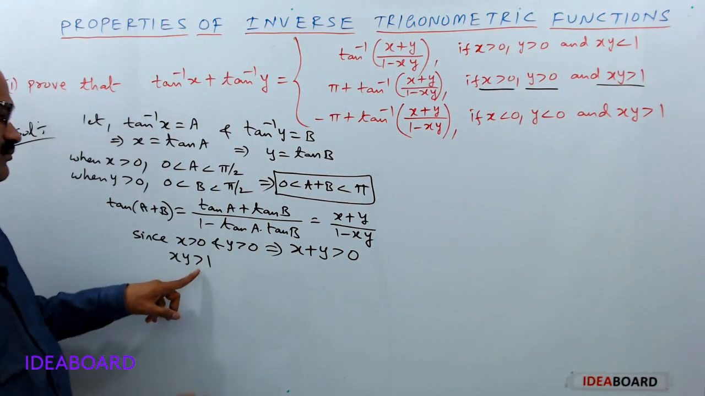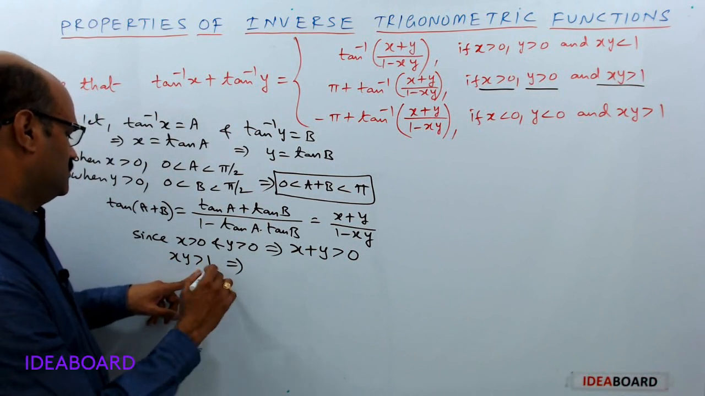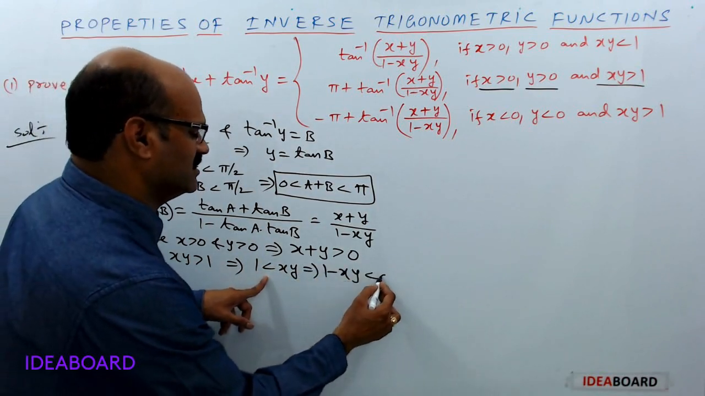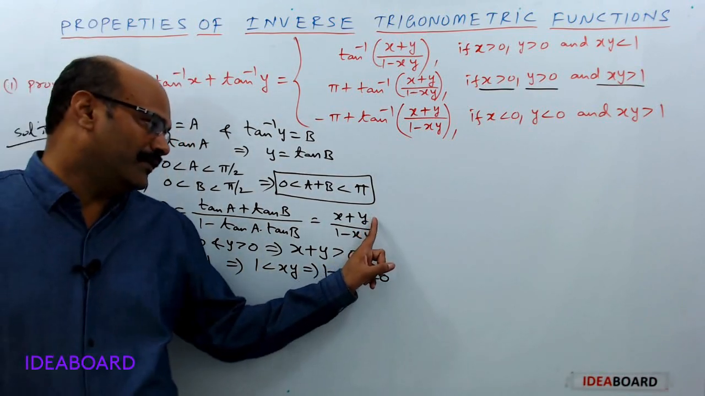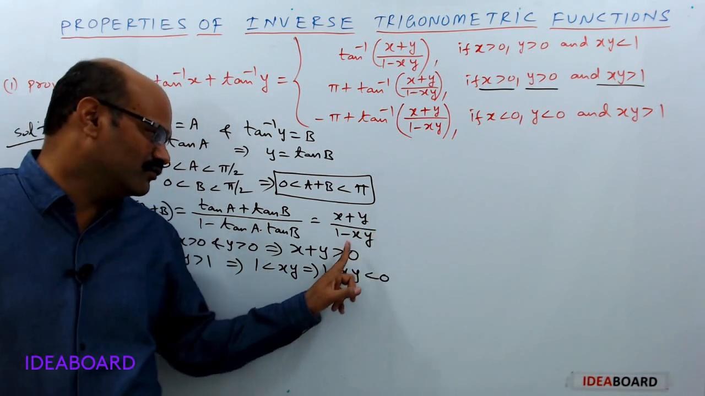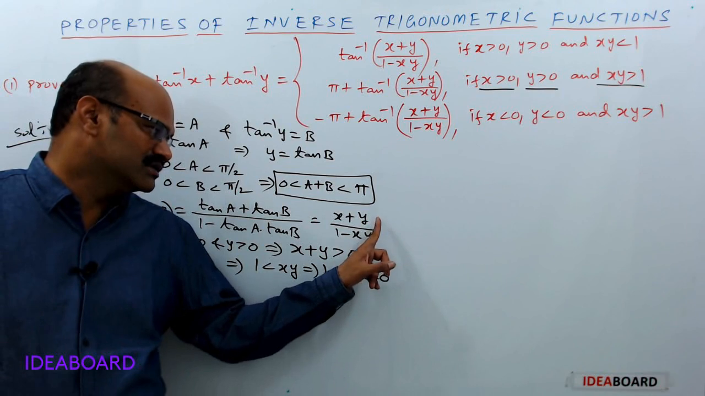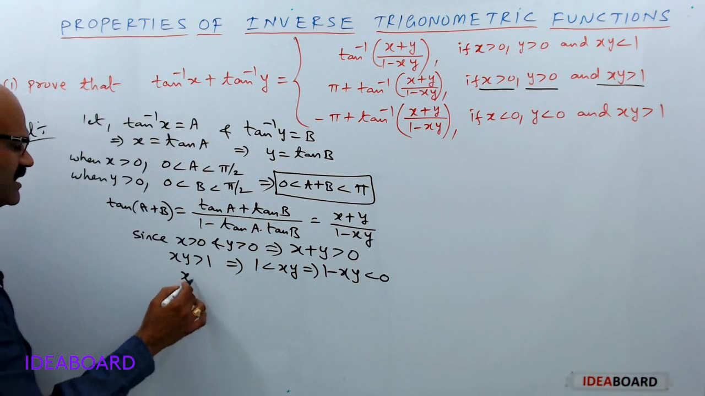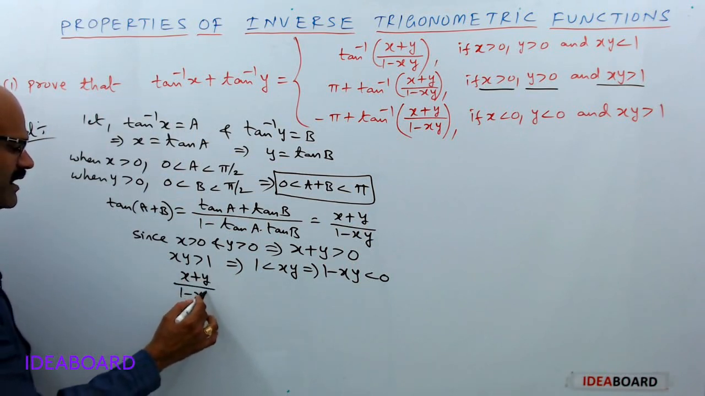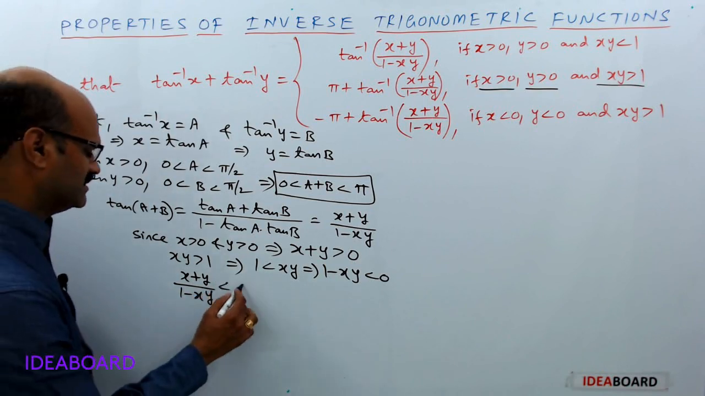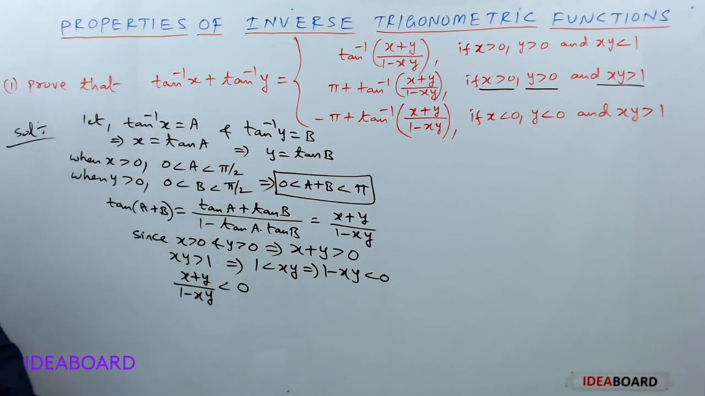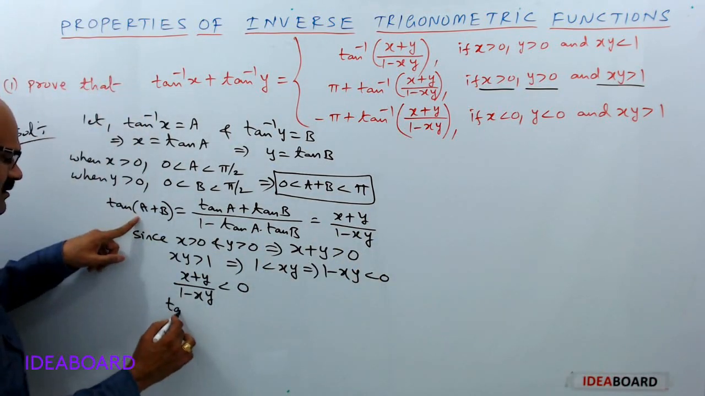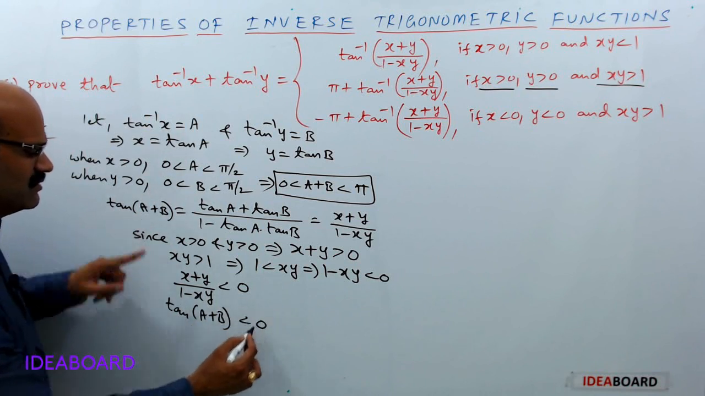xy greater than 1 implies 1 less than xy, so 1 minus xy is less than 0. So x plus y is positive, 1 minus xy is negative, and positive by negative equal to negative. It implies x plus y by 1 minus xy less than 0. Since it is less than 0, which is nothing but tan of a plus b, tan of a plus b is less than 0.